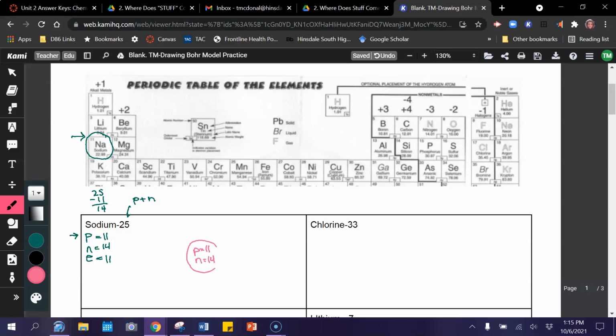So I draw my first ring around the nucleus and I will put 2 electrons here. My first energy level, or my first ring, can hold a maximum of 2. But I still have 9 more electrons that I need to place. So I'm going to draw another ring, and in my second energy level, I can place a maximum of 8 electrons.